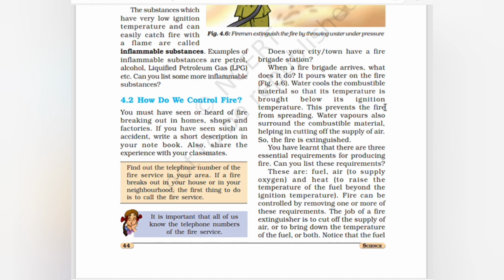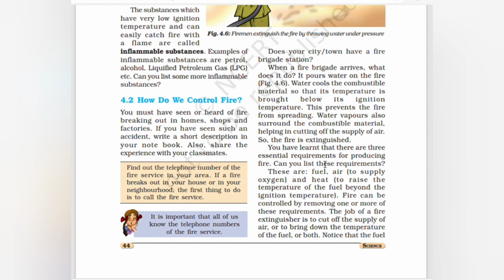Water cools the combustible material so that its temperature is brought below the ignition temperature. This prevents the fire from spreading. Water vapor also surrounds the combustible material, helping in cutting off the supply of air. So the fire is extinguished.